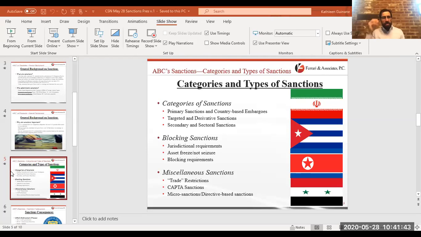And that analysis requires taking a look at whether there are any U.S. persons involved in the transactions. Are there any goods or services supplied from the U.S. or by U.S. persons? Or is there some other nexus point involving the U.S.?